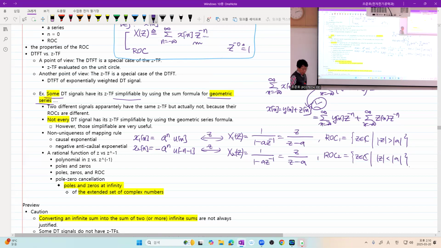And as you see here, the algebraic expression of the Z transform does not uniquely determine the original signal. This must be remembered. This example is so important.